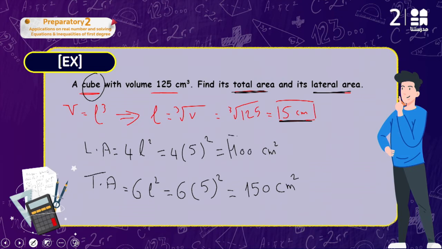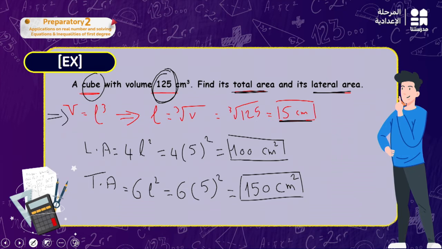So we can find the total area and lateral area of a cube if its volume is given. How? This way. Rule of volume, and this is how we get the side length of the cube from the volume, and then we find the total area and the lateral area.